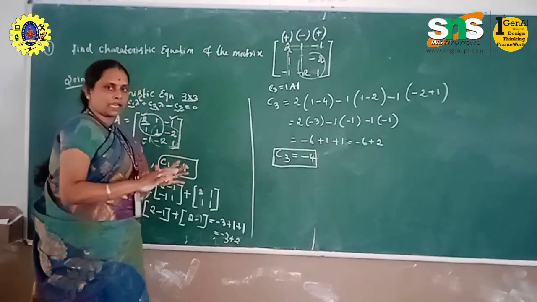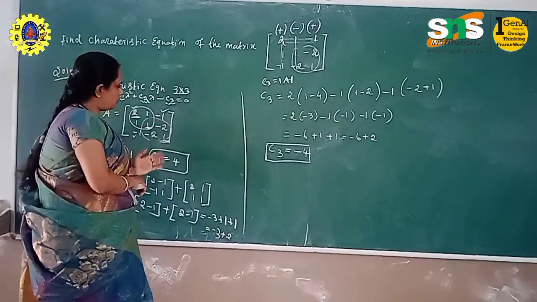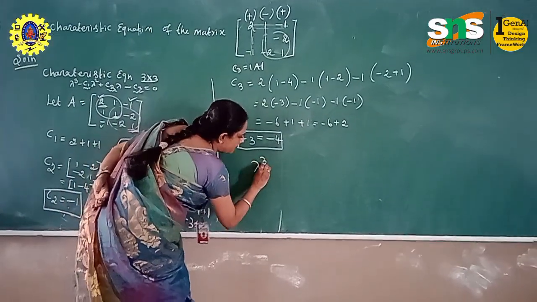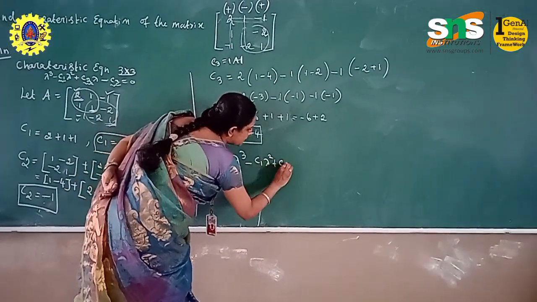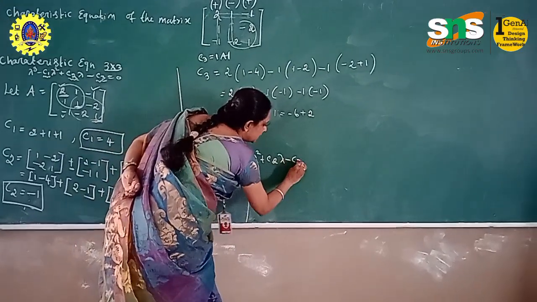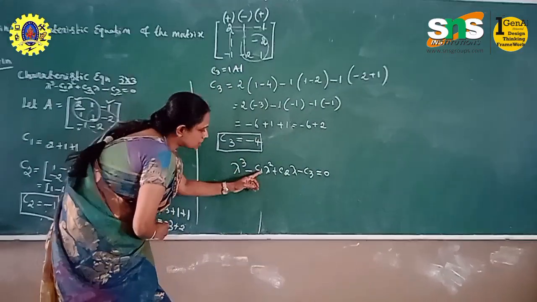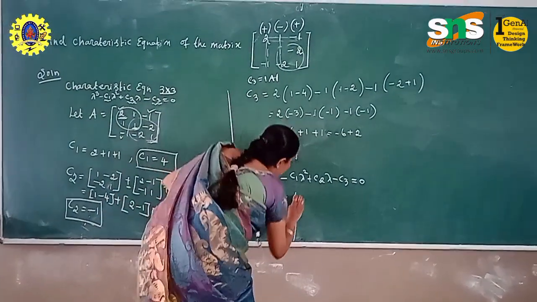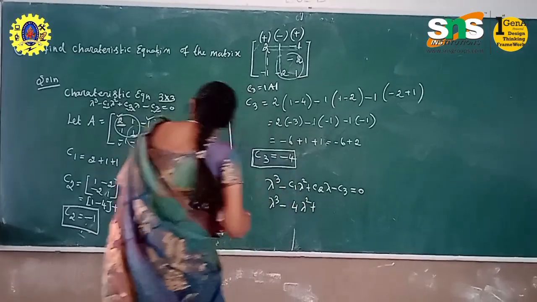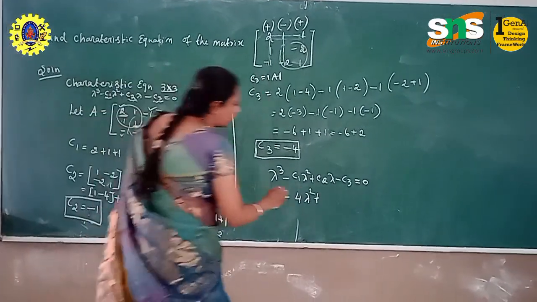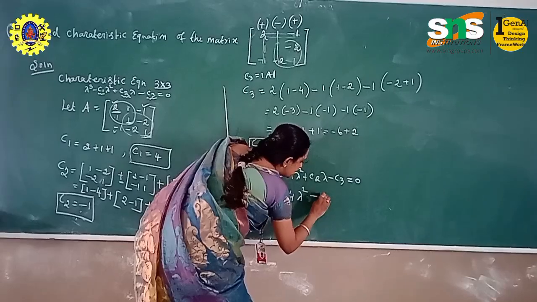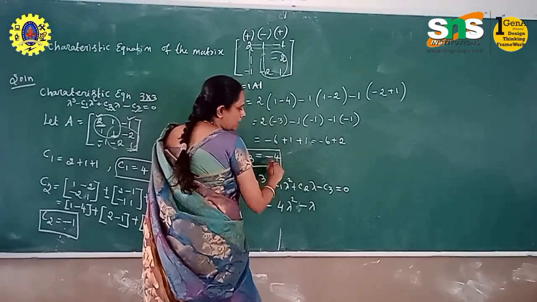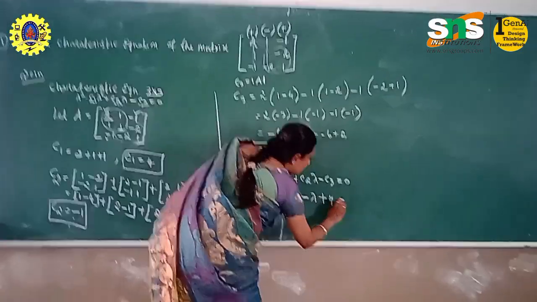We have found all the unknown values, so c1, c2 and c3 are known. Then we substitute into the characteristic equation: lambda cube minus c1 lambda square plus c2 lambda minus c3 equal to 0. C1 is 4, so minus 4 lambda square. C2 is minus 1, so we put minus lambda. C3 is also minus, and the formula has minus, so minus into minus is plus. So plus 4 equal to 0.